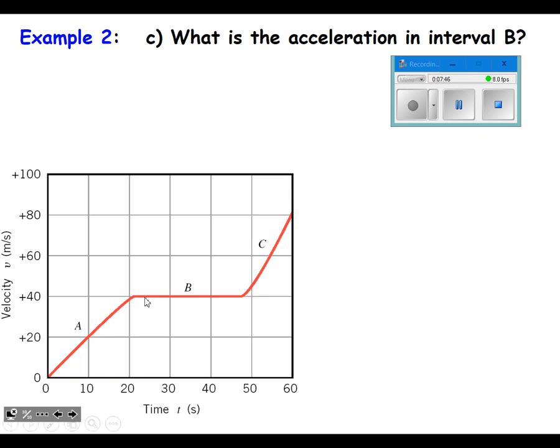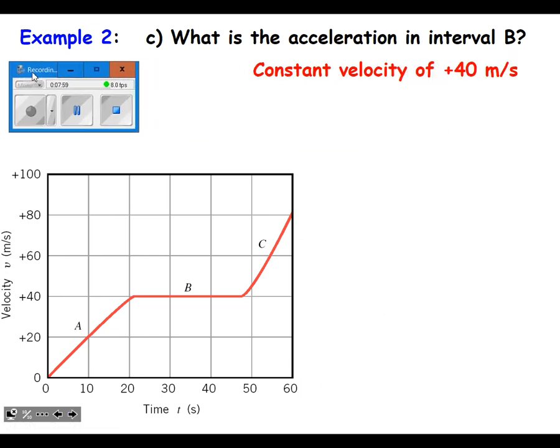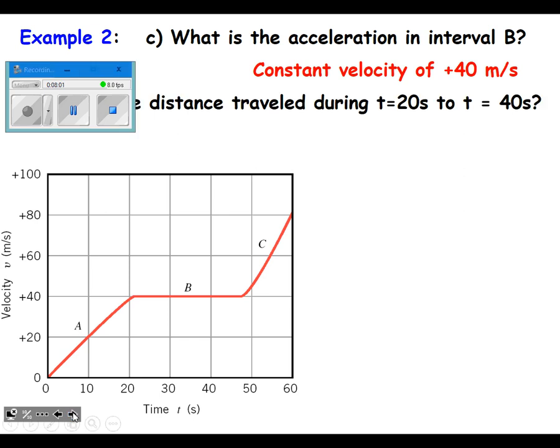Now I want to find the acceleration in B. Well, the acceleration in part B is a horizontally flat line. The slope of a horizontally flat line is going to be 0. So since it's going at constant velocity, then the acceleration is 0.